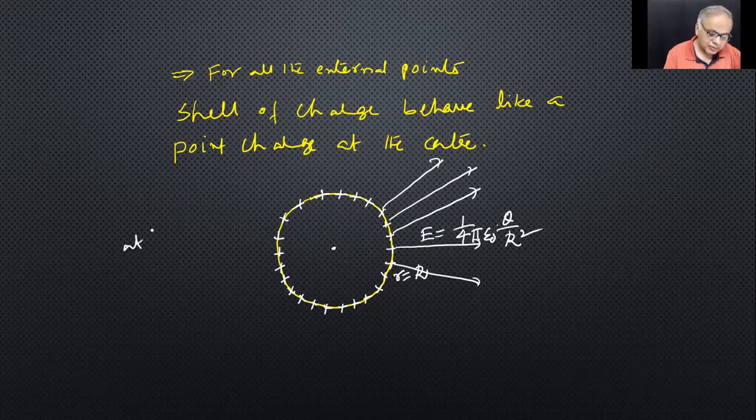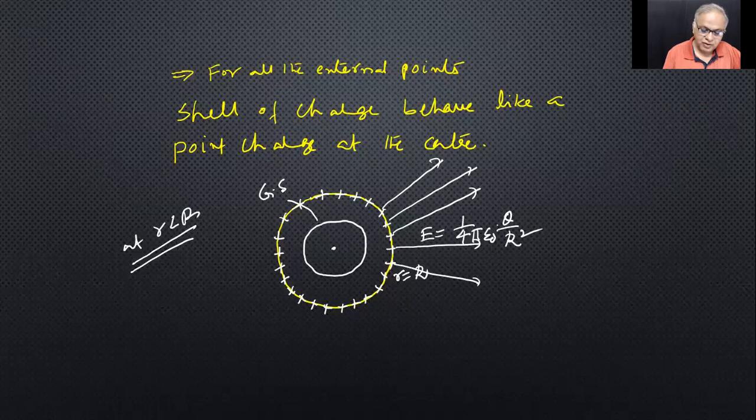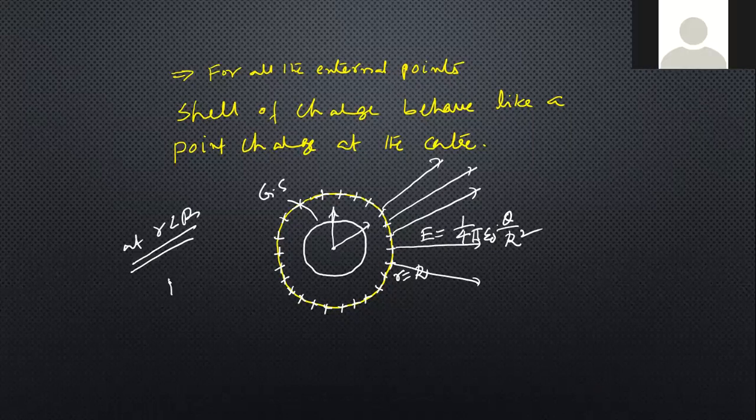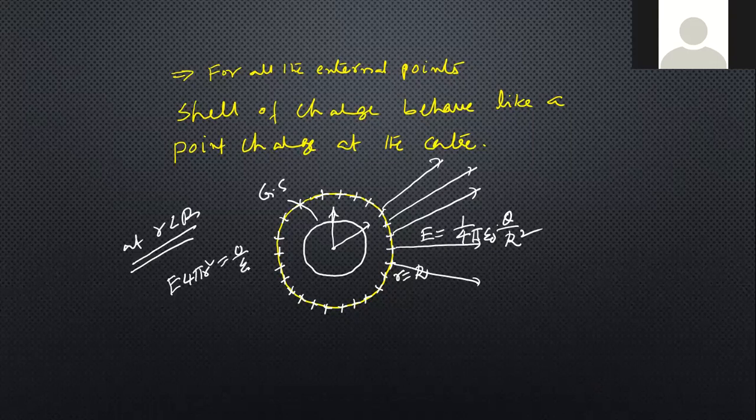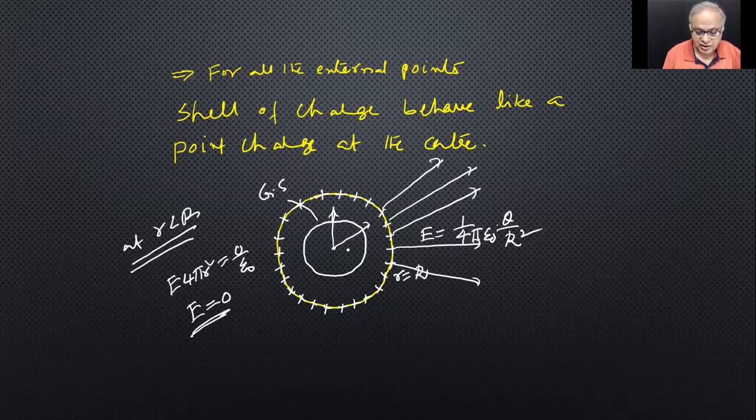Now at r less than R, somewhere here, imagine a Gaussian surface once again. If E were there, it would be once again symmetrical. So therefore, I can write E into 4 pi r square, which is the integral of E dot dA, is equal to charge enclosed, which is 0. So E equals 0.